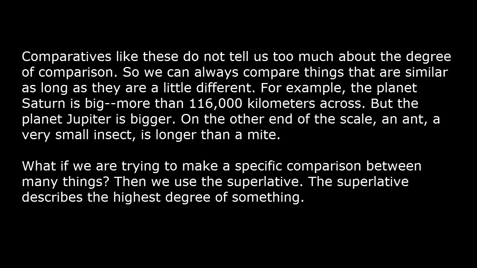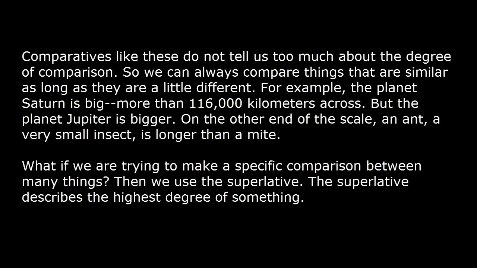Comparatives like these do not tell us too much about the degree of comparison. So we can always compare things that are similar as long as they are a little different. For example, the planet Saturn is big, more than 116,000 kilometers across. But the planet Jupiter is bigger. On the other end of the scale, an ant, a very small insect, is longer than a mite.